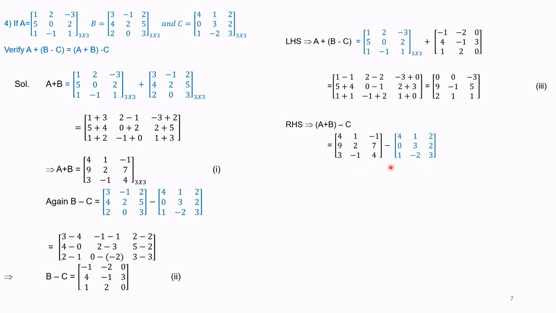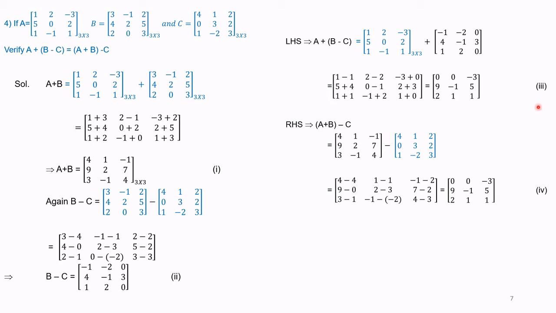So A plus B we have found, and we have to subtract C from A plus B. Therefore, we have to do simple subtraction of two matrices. 4 minus 4, 1 minus 1, minus 1 minus 2, 9 minus 0, 2 minus 3, 7 minus 2, 3 minus 1, minus 1 minus of minus 2, that is plus 2, then 4 minus 3. Simplifying, we get 0, 0, minus 3, 9, minus 1, 5, 2, 1, and 1. This is equation 4.